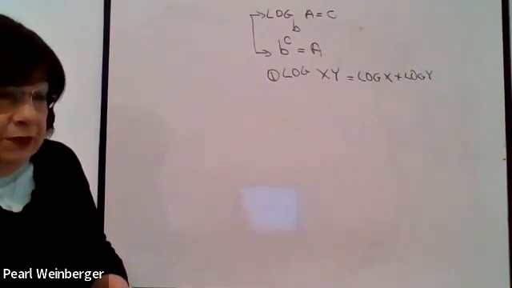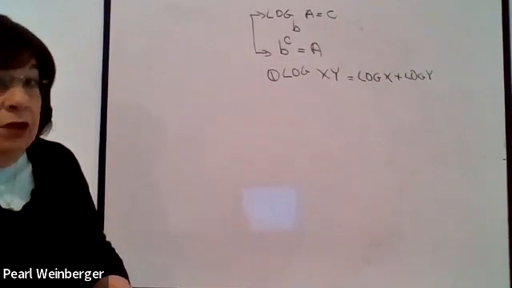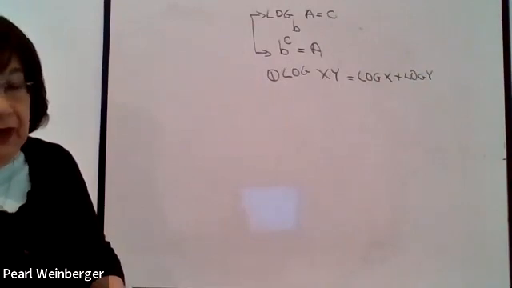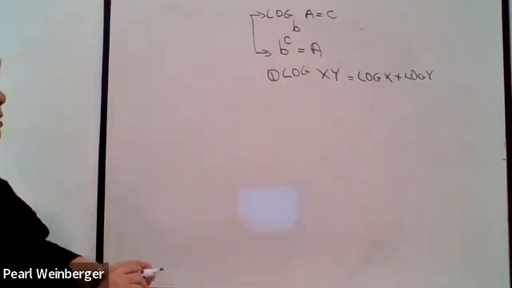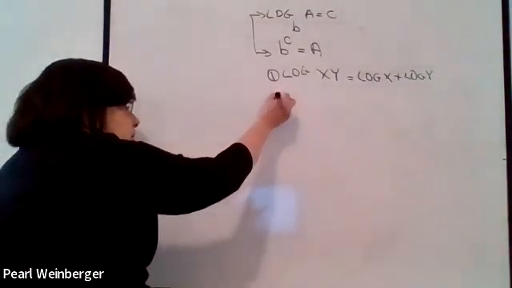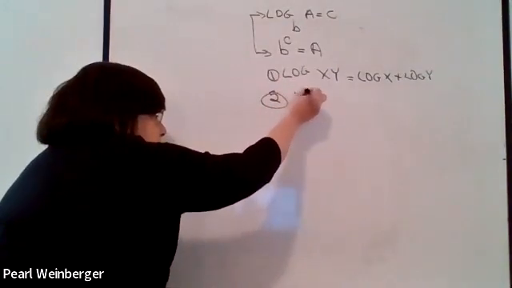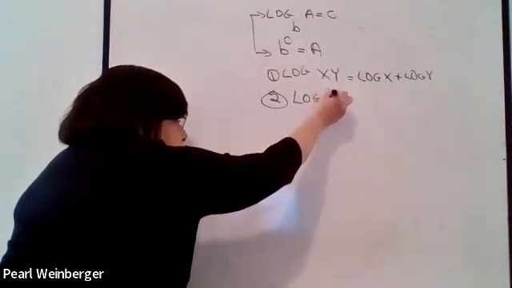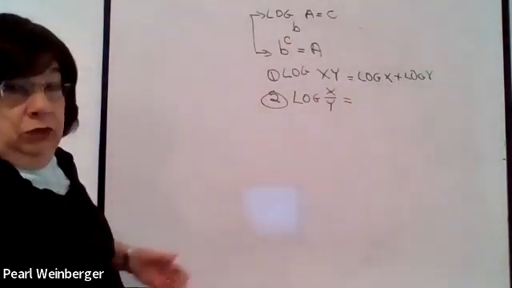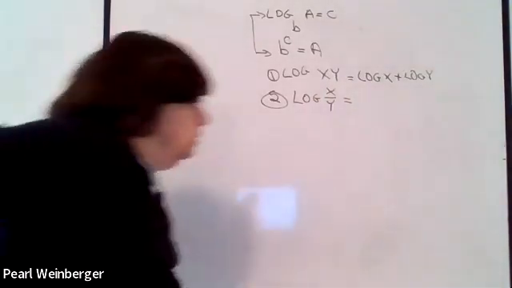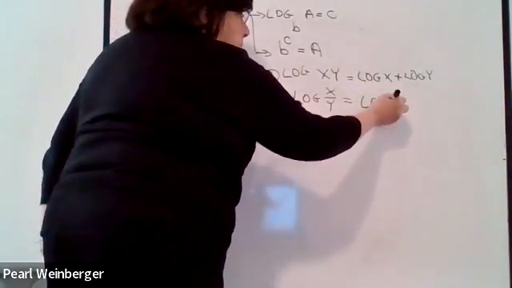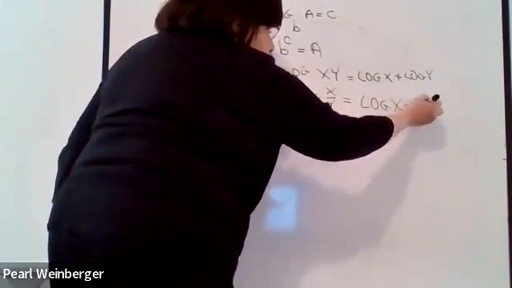That's because if we keep in mind, the logs are exponents, and the rules of logs are really the rules of exponents. And we know when we multiply numbers, what we do to the exponents is we add them. Similarly, the second rule is if we have the log of x divided by y, when we divide numbers, what we do to their exponents is we subtract them. So the rule in terms of logs is the log of x divided by y is the log of x minus the log of y.